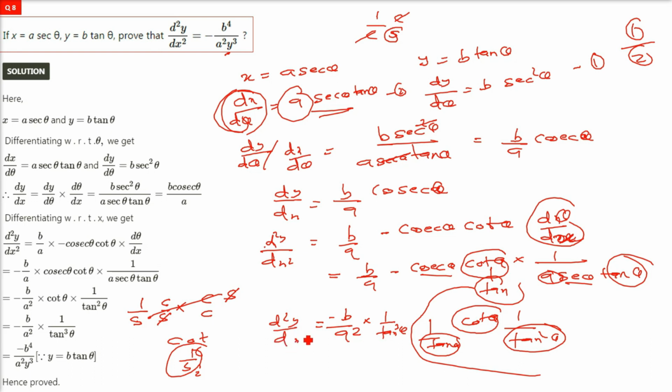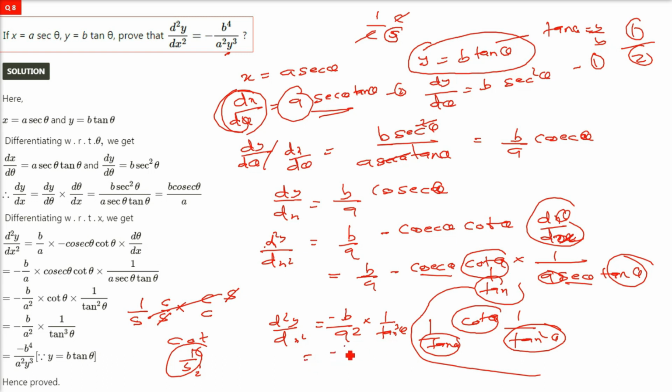Still we haven't got the result. d2y by dx2 is something else. So this tan theta has to be eliminated, and you see there is y also on the right hand side, so we'll use this one, the second one, y equals b tan theta. So in place of tan theta, now you can replace it by y by b. Since you have tan cube theta, you can write tan theta as y by b, so tan cube theta is y cube by b cube.